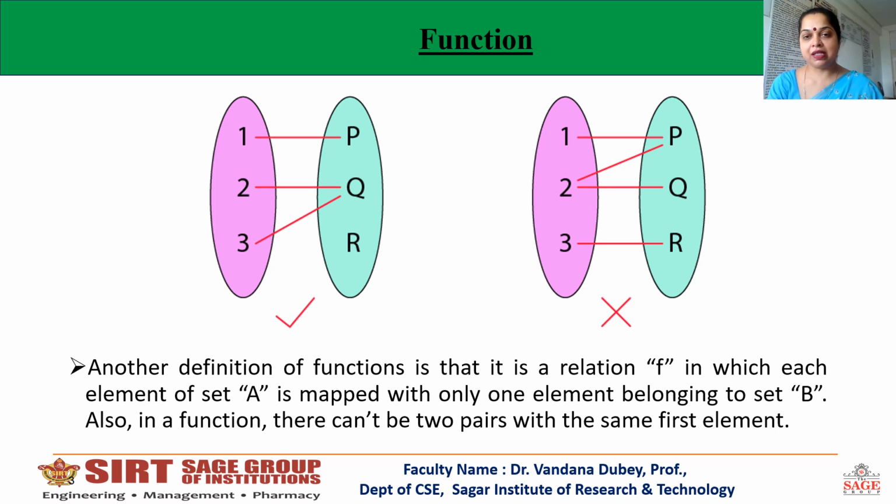Now we move on to understand the second function, that is the second diagram. In this diagram, if you observe, in set A, element 2 has two images, or we can say two mappings in set B. So element 2 is mapped with element P and element Q in set B, which is not allowed, which is not possible in functions. So that is why the cross mark is put here, that it is not a correct function.